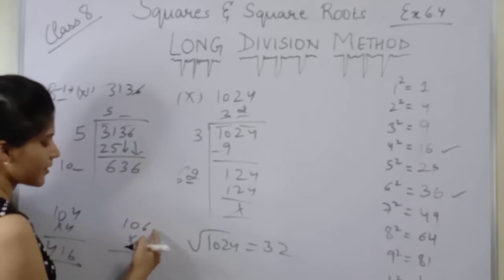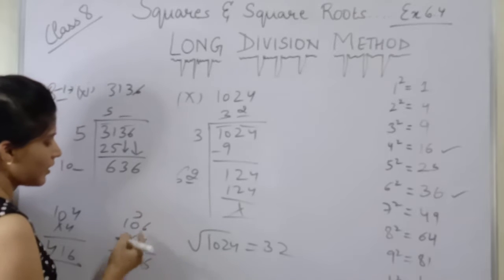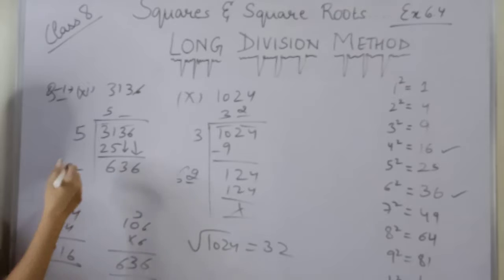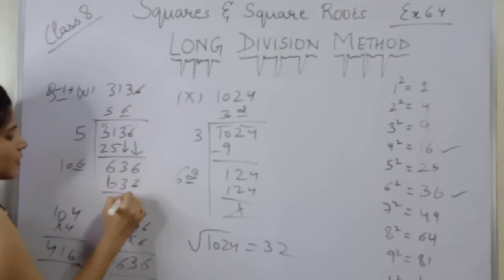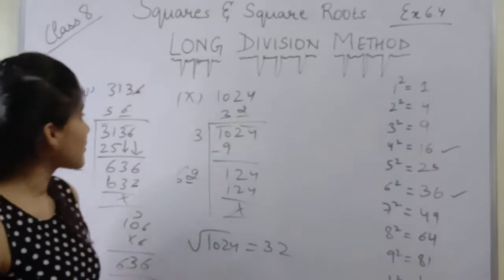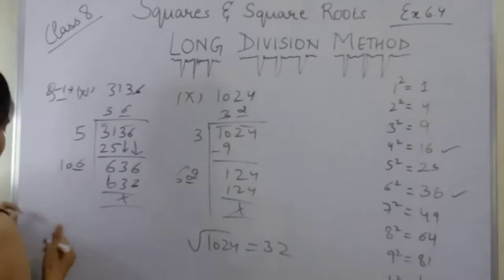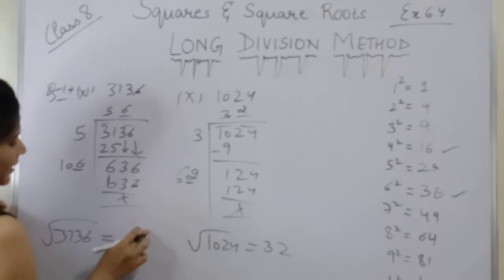Let's do 106 into 6. 6 6s are 36. 6 here, 3 carry. 6 0s is 0 plus 3, 3. 6 1s are 6. So we got 636. So 106 into 6 is 636. So the square root of 3136 is 56.